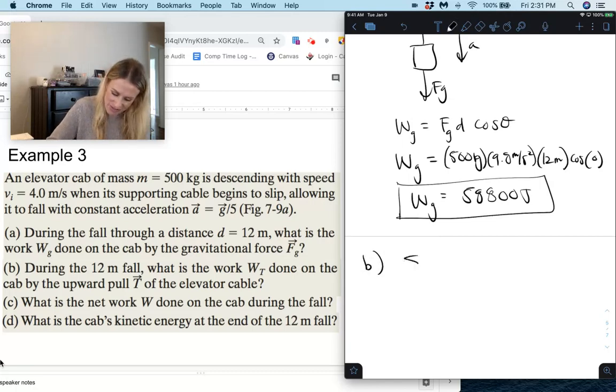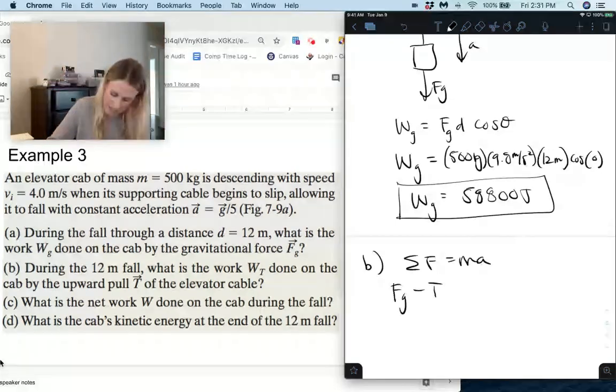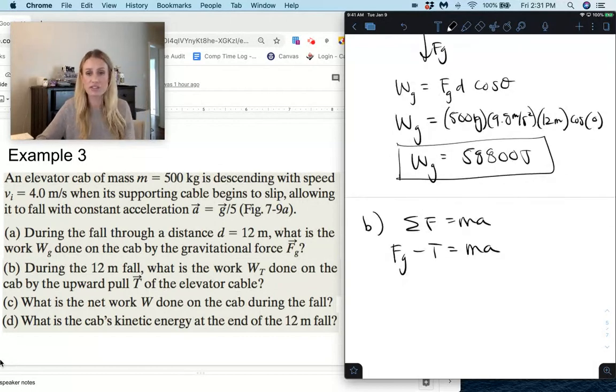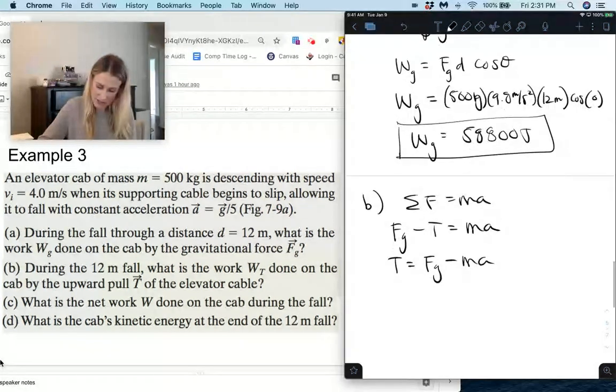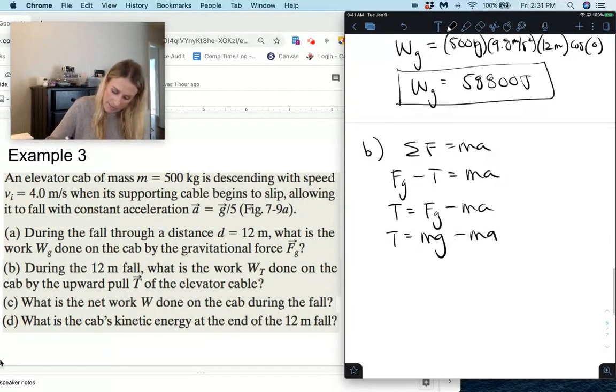So we know from Newton's second law, net force is equal to mass times acceleration. I'm going to call downwards positive here because that's our direction of acceleration. So I get the force of gravity minus the tension force equals mass times acceleration. So solving for tension force here, we get tension force is equal to the force of gravity minus mass times acceleration. So of course we know force of gravity is equal to mg. So we get mg minus ma.